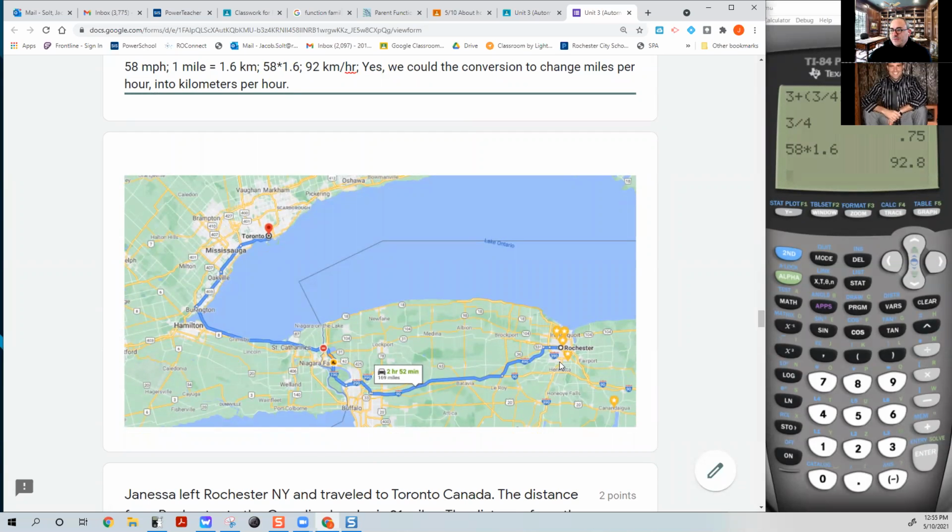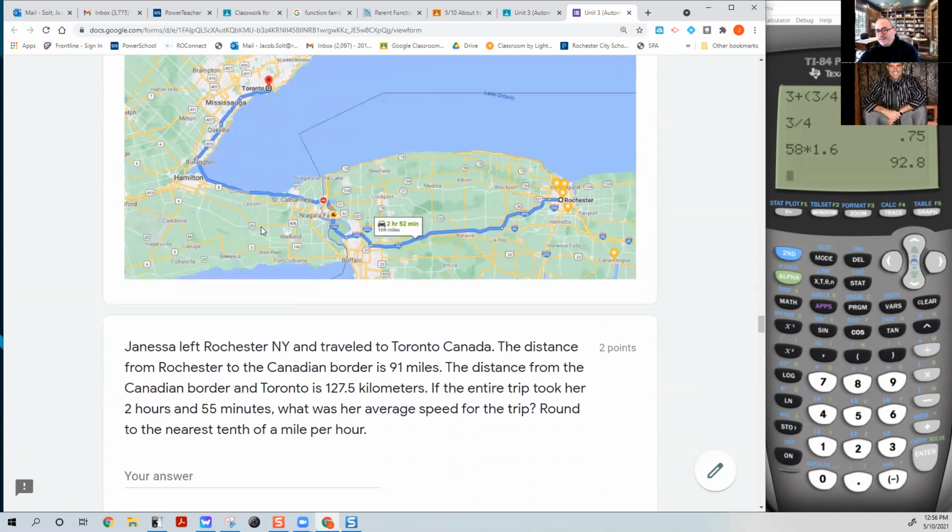All right, the situation here is we have a student that lives in Rochester, New York, that is going to travel to Toronto, Canada. They're going to drive from Rochester, get on the thruway, travel over to Buffalo, Niagara Falls, and then cross into Canadian territory there and drive from the border over to Toronto.